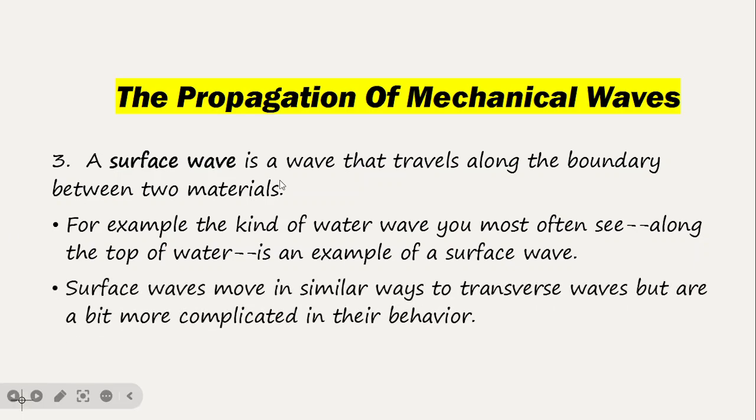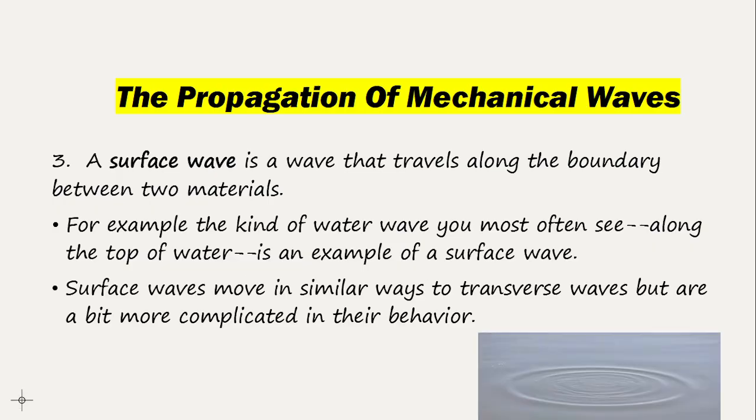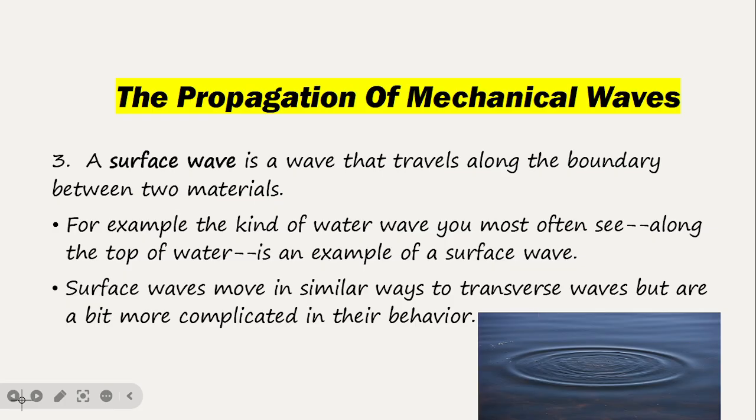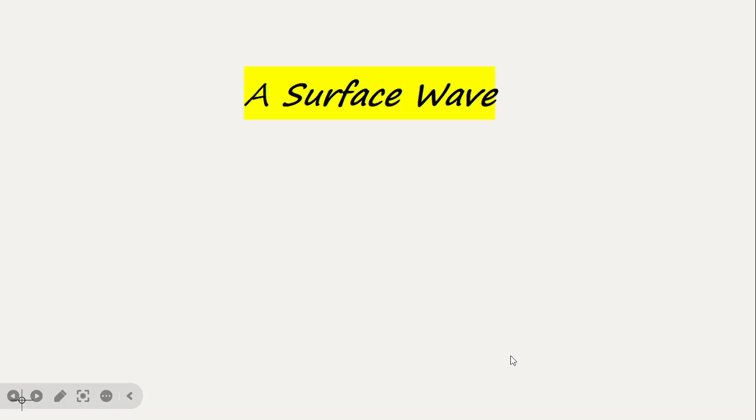Surface waves move in similar ways to transverse waves, but they are a bit more complicated in their behavior. As you can see here, this is an example of a surface wave, the water wave. This kind of wave acts on the surface of the material, in this case the surface of the water.